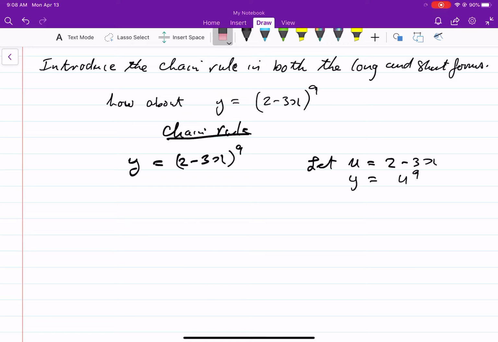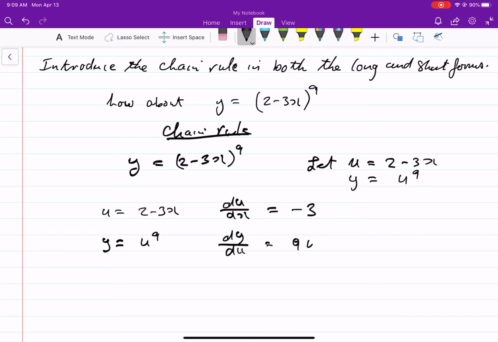Now, if you look at the substitution itself, that is like a function on its own. u is equal to 2 minus 3x. And I can differentiate that. The variables are u and x. So if I were to differentiate that, that would be du dx, wouldn't it? And the result would just be minus 3. The second expression was y is equal to u to the power 9. If I differentiate that, the variables are y and u, so you'll get dy du, and that would be equal to 9 times u to the power 8.